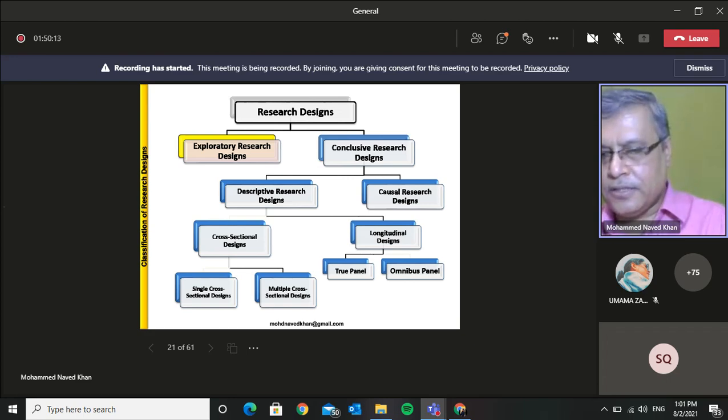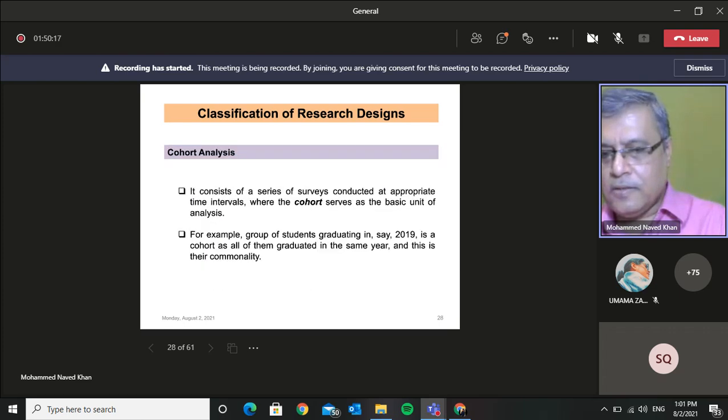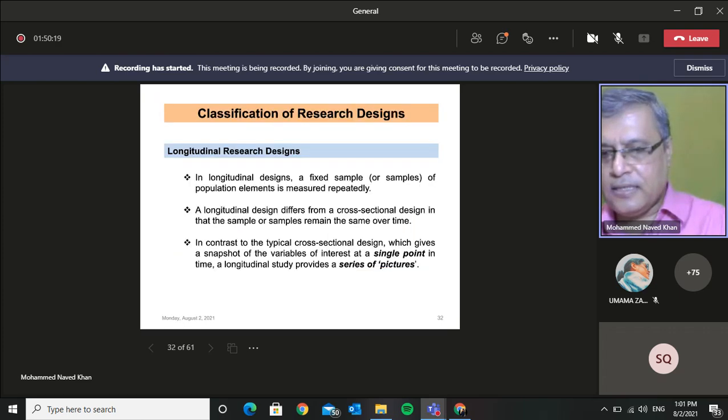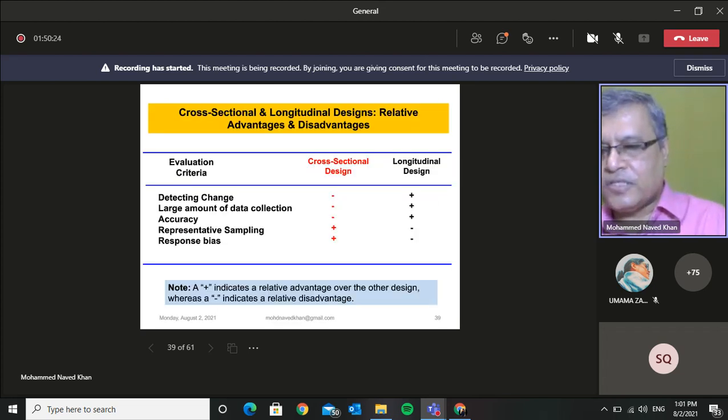Now let me just share with you one more. Let us revise the advantages and disadvantages of cross-section and longitudinal. So if you want to detect change, go for longitudinal design. If you have to generate large volumes of data, avoid going for cross-sectional design.